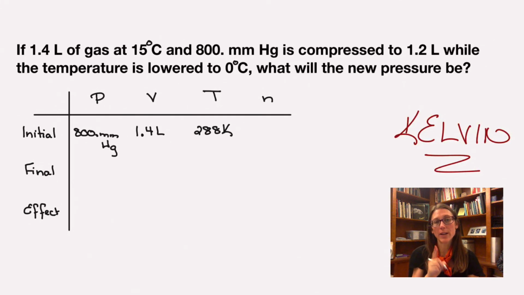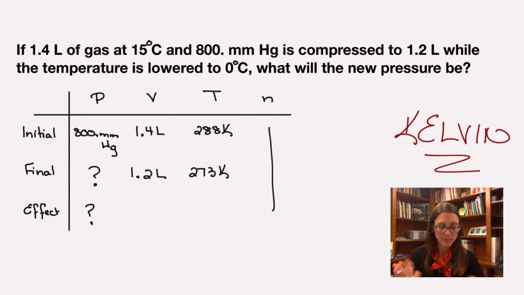It's worth pointing out that in these IFE tables, it doesn't matter what unit for pressure you use or what unit for volume you use, or for number of particles, as long as you have the same units throughout the problem, but temperature always has to be in Kelvin. That one matters. Okay, this gas is compressed to 1.2 liters, so that's my new volume, and the temperature is lowered to 0 degrees Celsius, which is 273 Kelvin. And we're asked, what is the new pressure? Notice it says nothing about the number of particles, so we can assume that that's constant and not changing.